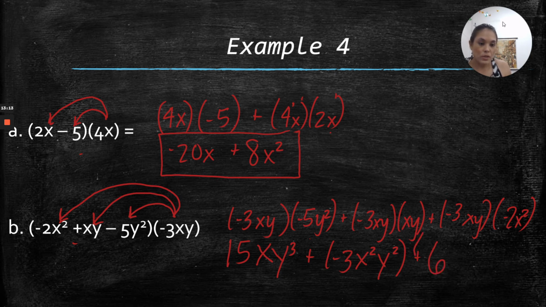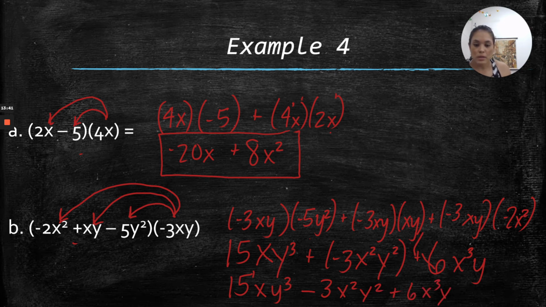I've got an x to the first power, x to the second power. You add that together and that is x cubed. And then you bring down the y. So my final answer, I've got a negative in here. My final answer is going to look like 15x times y cubed minus 3x squared times y squared plus 6 times x cubed times y. That is my final answer.